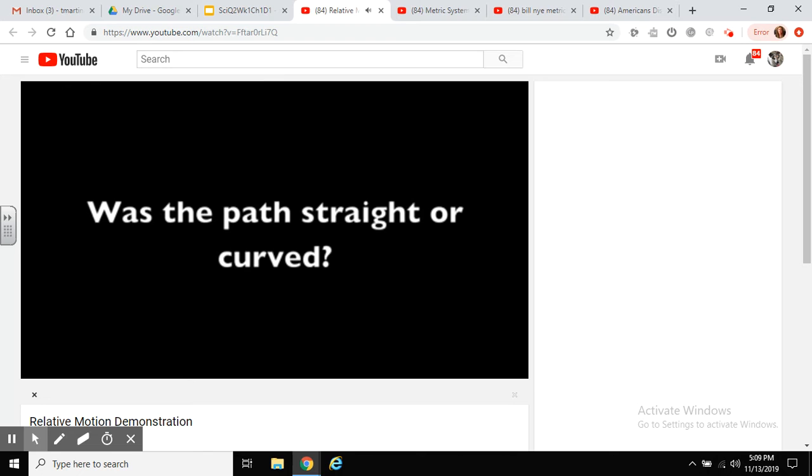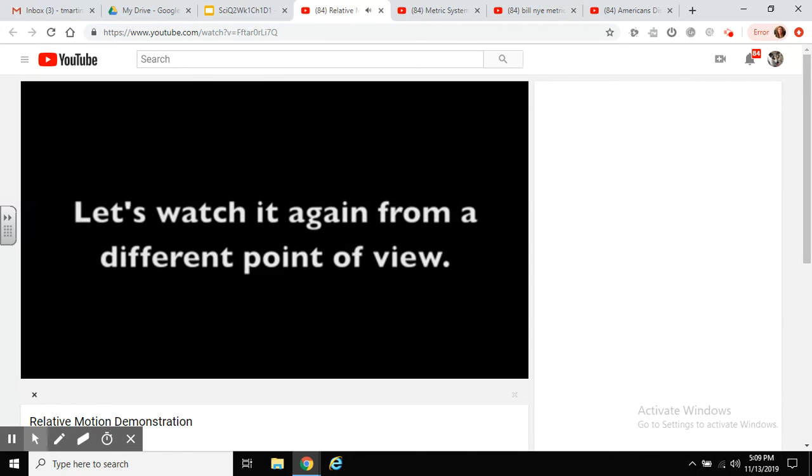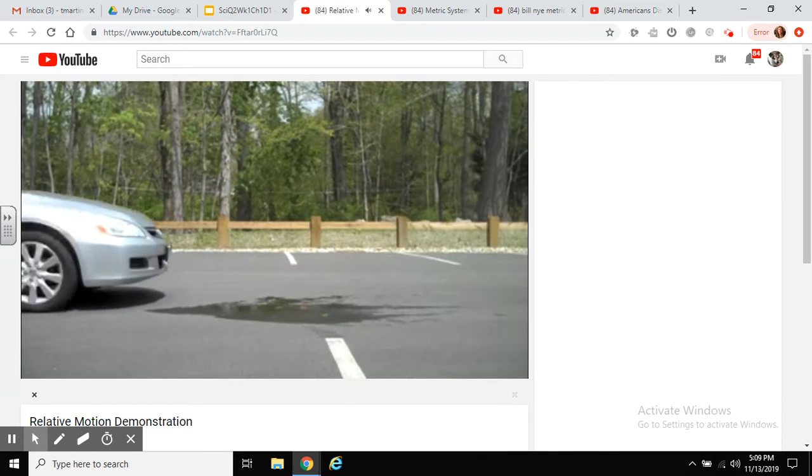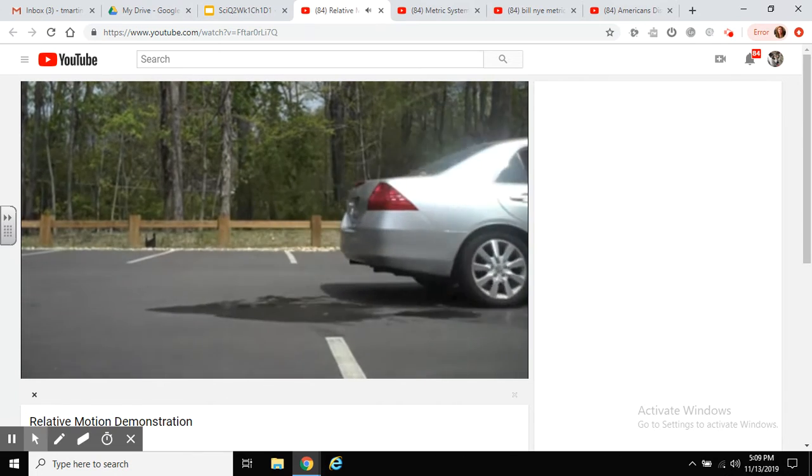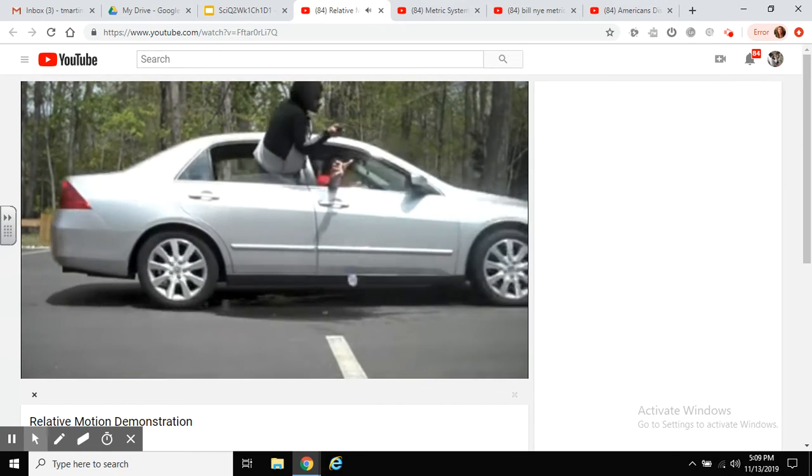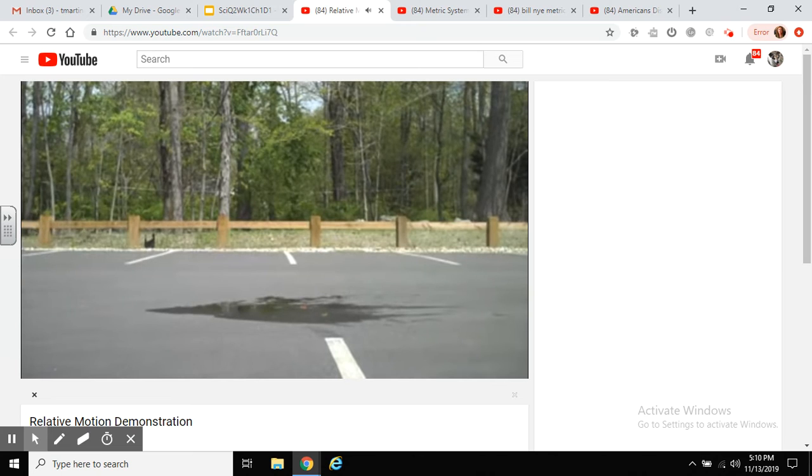Was the path straight or curved? Remember, you're thinking of relative motion. Let's watch it again from a different point of view. Relative motion from the inside of the car, from the outside of the car.